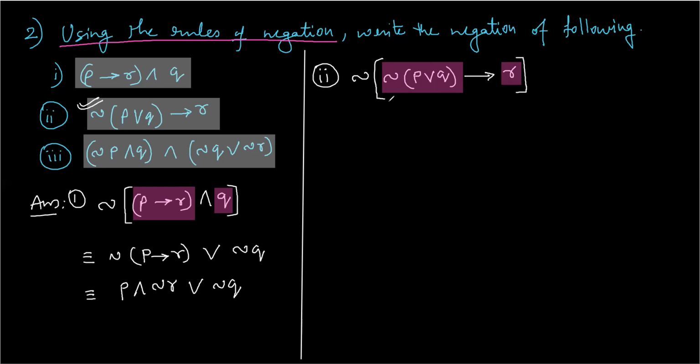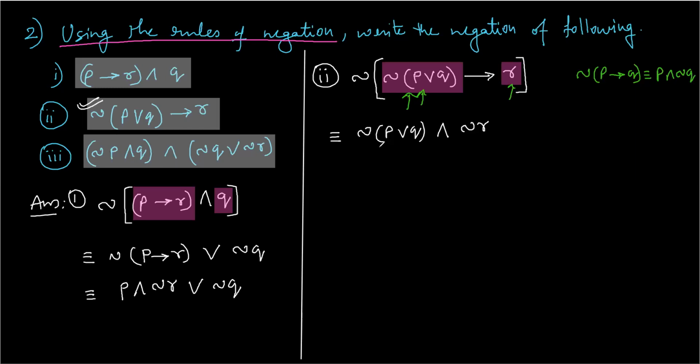Now you all know what is negation of P implies Q. Negation of P implies Q is P and not Q. So if negation of P implies Q is P and not Q, negation of this implies this will be this and not R. I hope you all understand this. So here I have negation P or Q and not R. That is negation R.